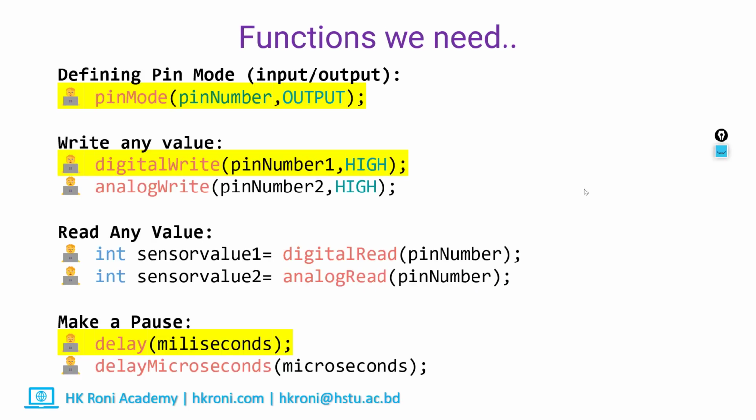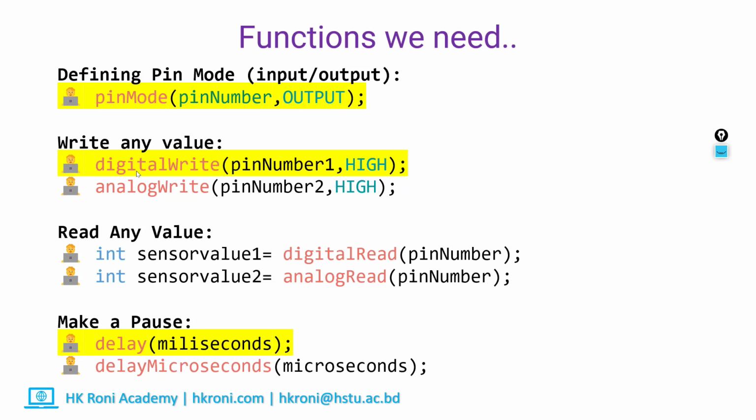Before going into the program, let me introduce some functions that we'll use in this program. The first one is pinMode. pinMode is used for defining the mode of a pin, whether it's an input or an output. The syntax is we need to write pinMode first, then give the pin number and define whether it's an input or output.